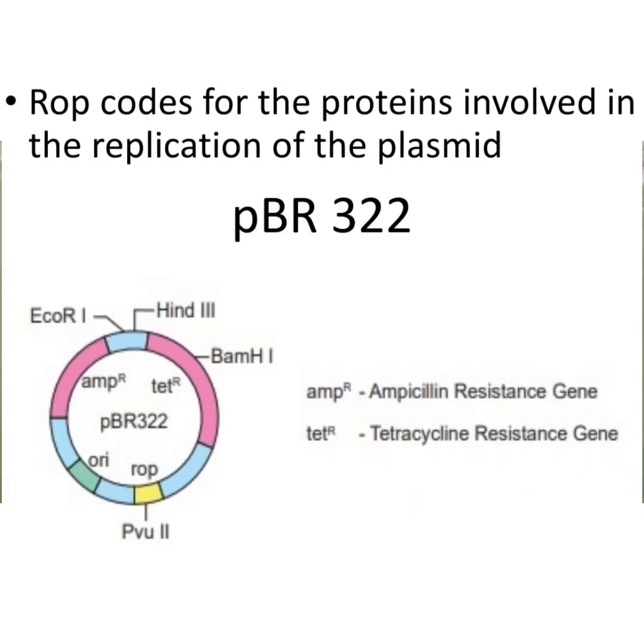ROP codes for proteins involved in the replication of the plasmid. Here you can see in this image the different sites where the enzymes work: ECOR1, HIND3, BAMH1, and the ampicillin resistance genes AMP to the power R, TET to the power R, ORI, ROP, PVU2. So this totally constitutes the pBR322.